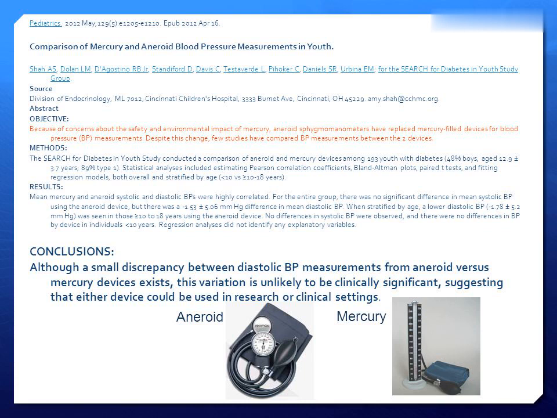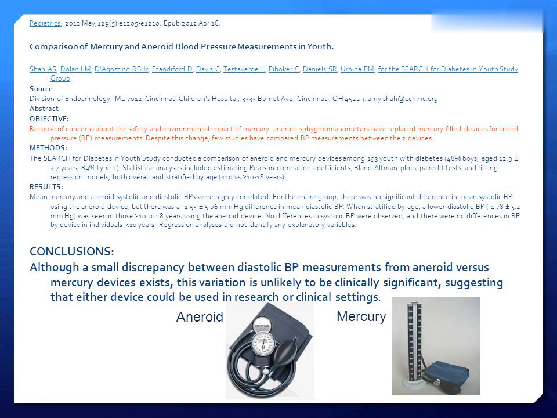Statistical analyses included estimating Pearson correlation coefficients, Bland-Altman plots, paired t-tests, and fitting regression models, both overall and stratified by age, less than 10 versus greater than or equal to 10 to 18 years. Results. Mean mercury and aneroid systolic and diastolic BPs were highly correlated. For the entire group, there was no significant difference in mean systolic BP using the aneroid device, but there was a minus 1.53 plus or minus 5.06 mm Hg difference in mean diastolic BP.